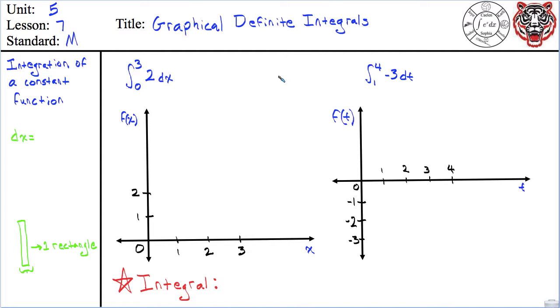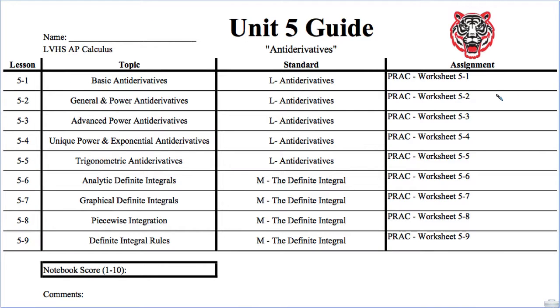All right, this is going to be AP Calculus Lesson 5-7. We're talking about graphical definite integrals. If you take a look at the unit guide, we can see that we are still on standard M for the rest of the unit, 5-7. And notice the difference here: analytic definite versus graphical definite.